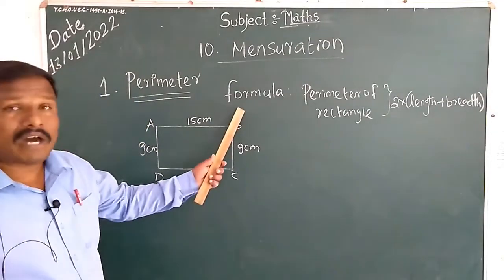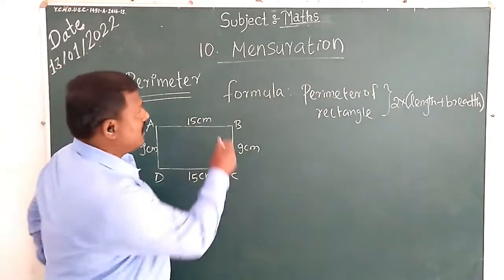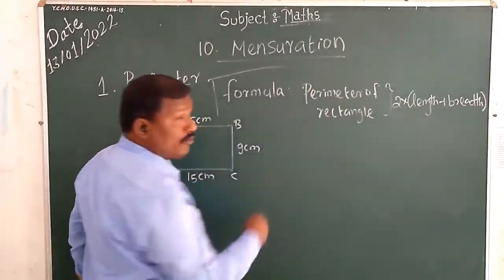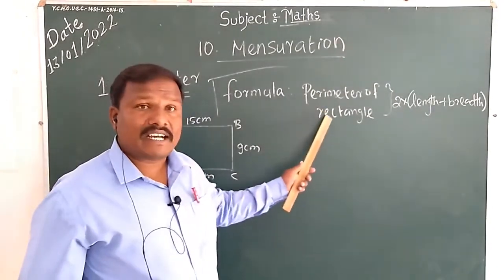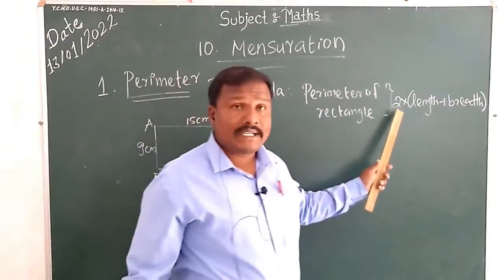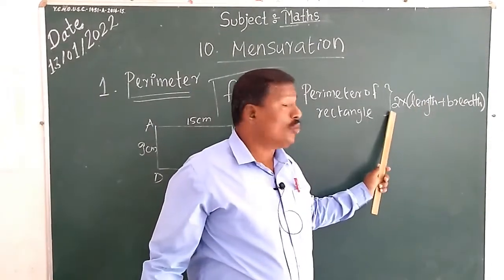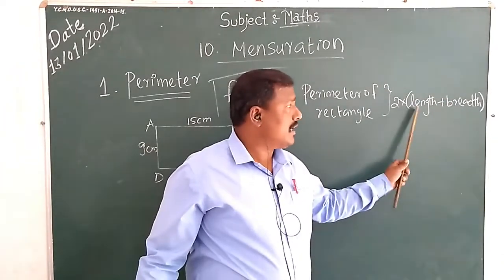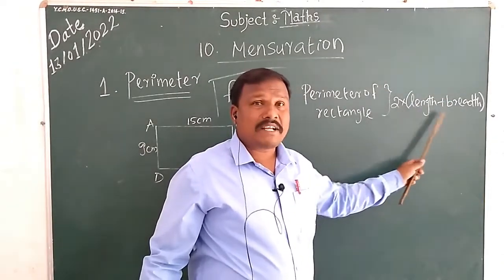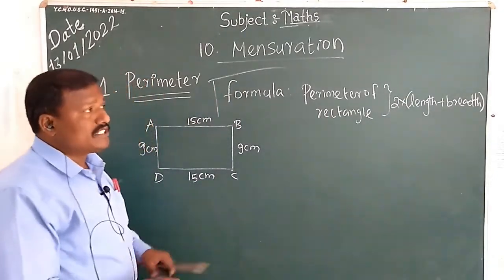Here there is a formula. Write this formula and draw a border, a box like this, in your notebook. The formula: perimeter of the rectangle is 2 into (length plus breadth). We can write in short form 2(L plus B), L for length, B for breadth. So use this formula.